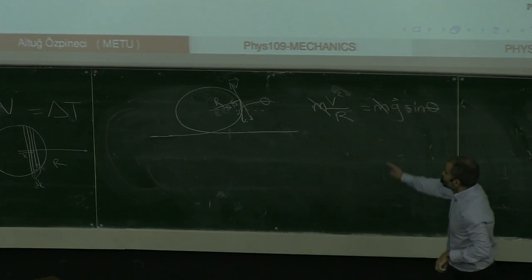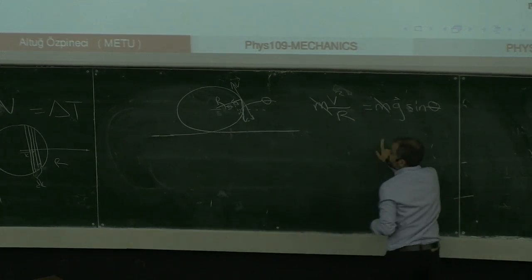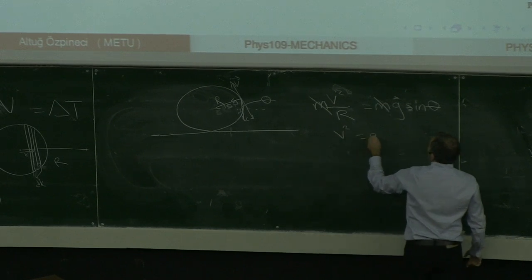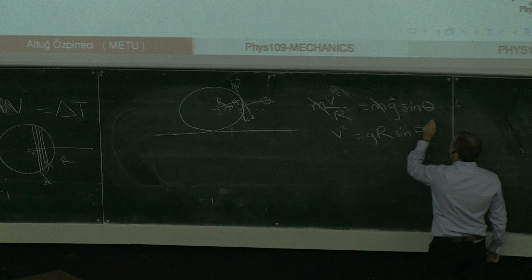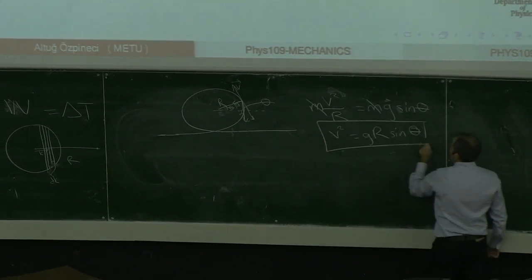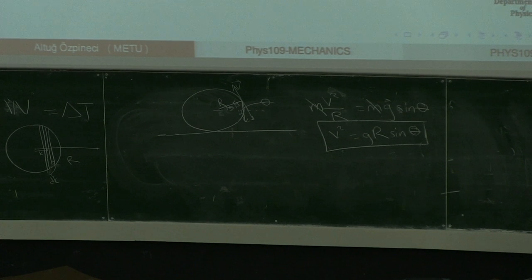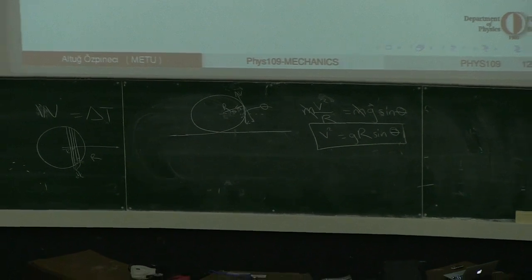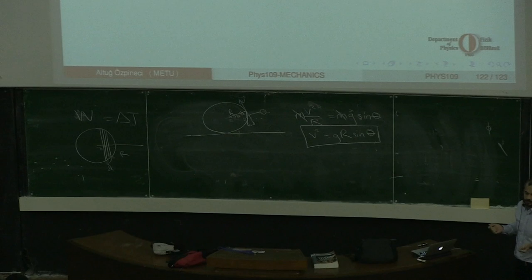So if it leaves the track at this point, the speed and the angle theta should be related by v squared equals g r sine theta. Well, here I have two unknowns. I don't know v, I don't know theta. Now, I am interested in finding the angle theta. So I should write v squared in terms of quantities that I know.